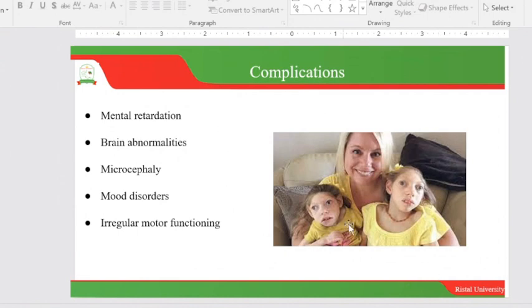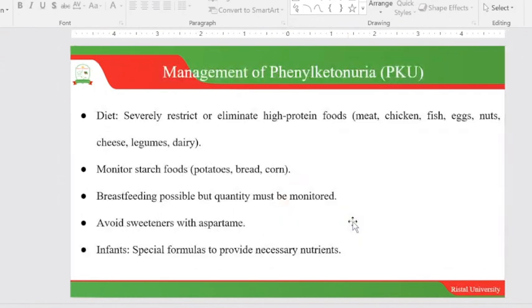If you're looking at the image that I've pulled out here, this is of a mother and her two children that are having microcephaly. When we talk of microcephaly, we are looking at children that have very small heads. Also, we are looking at mood disorders being a key complication in this, and also irregular motor function. Remember, we talked of it affecting the nervous system. So, management of phenylketonuria, we are looking at that.